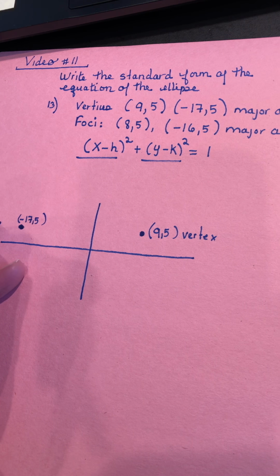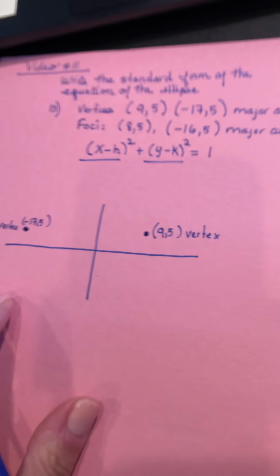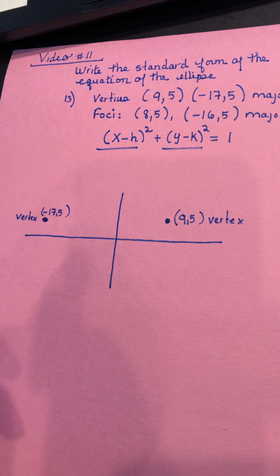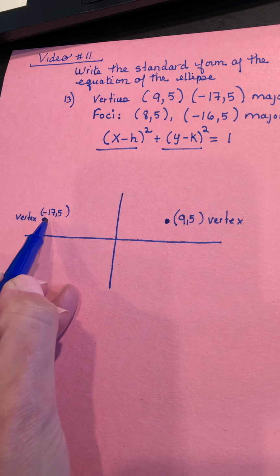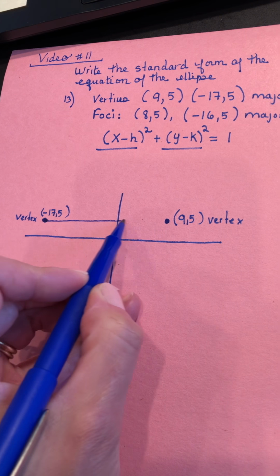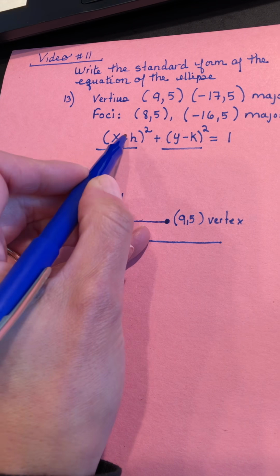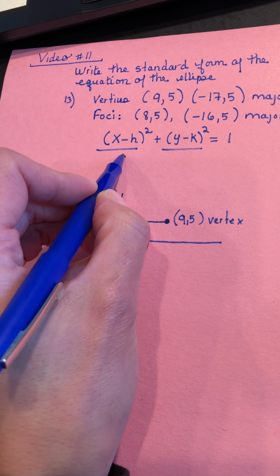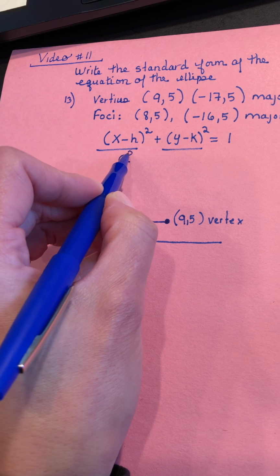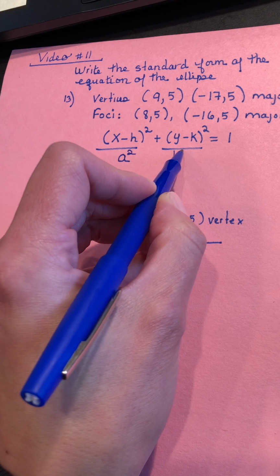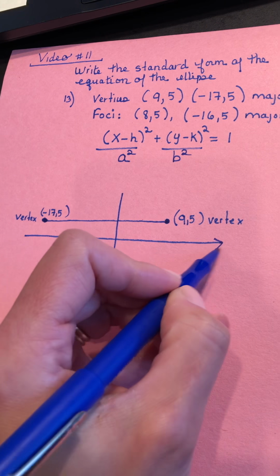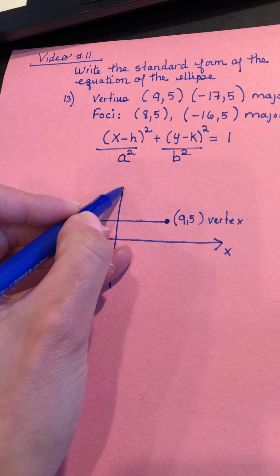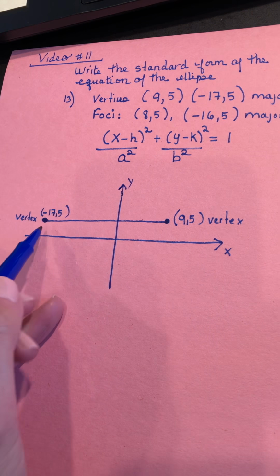So this must be a horizontal ellipse, right? Because if I look at these two points, 5 is the same height, it must be a horizontal ellipse. That means a squared is going to go under the x term and b squared is going to go under the y term, right? The x direction is going to be longer, okay? That's the first thing I want to make sure that I figure out.